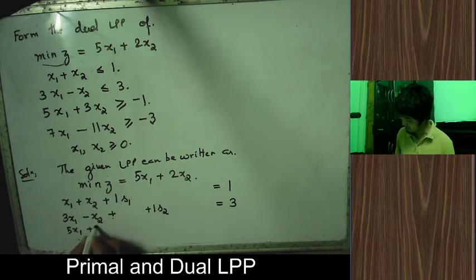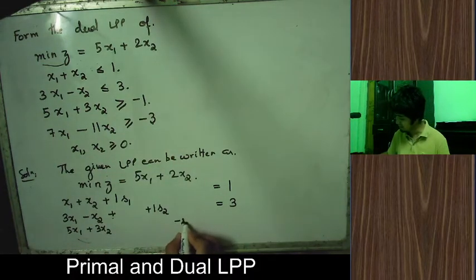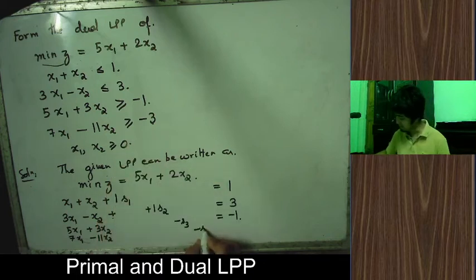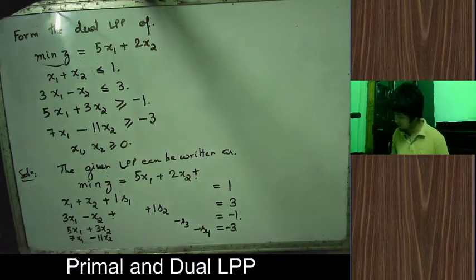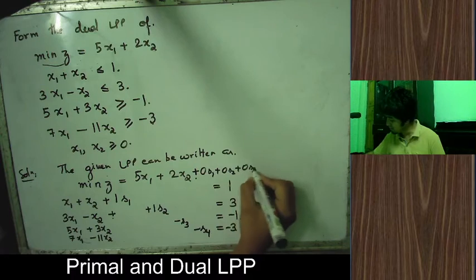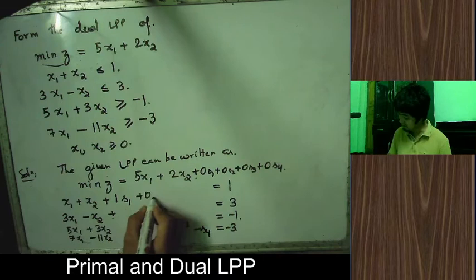5x1 plus 3x2. Now it's greater or equal, so we have to subtract: minus s3 equal to minus 1. Similarly, the last one will be 7x1 minus 11x2, again minus s4 equal to minus 3. I am leaving some space, and over here we have introduced some other variables. So it will be 0s1 plus 0s2 plus 0s3 plus 0s4. And over here I'm leaving some space. You can just fill it up.